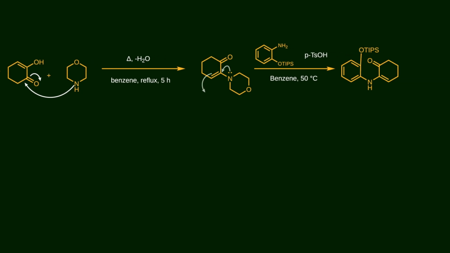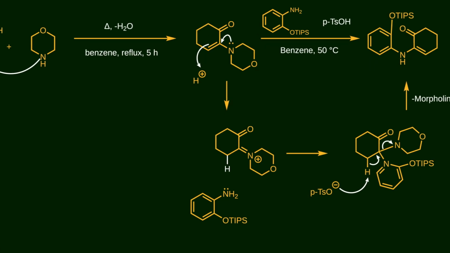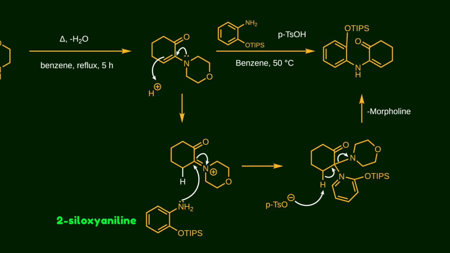In acidic media, the nitrogen atom in morpholine donates its non-bonding electrons to the adjacent carbon to assist in the protonation of the double bond. Next, 2-siloxyaniline attacks the carbon atom of the iminium ion, and the bonding electrons move back to the nitrogen atom. At this stage, a proton is eliminated from the molecule to form a double bond, which kicks off the morpholine.